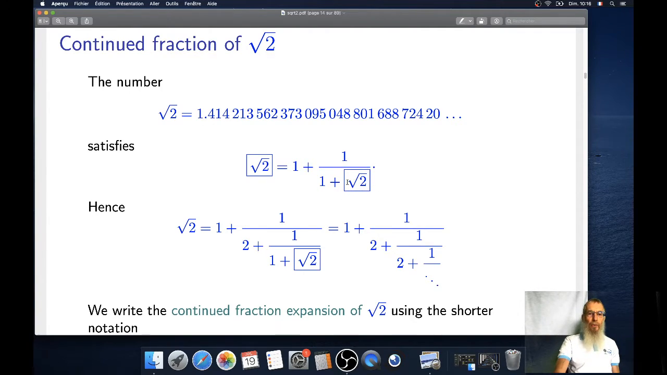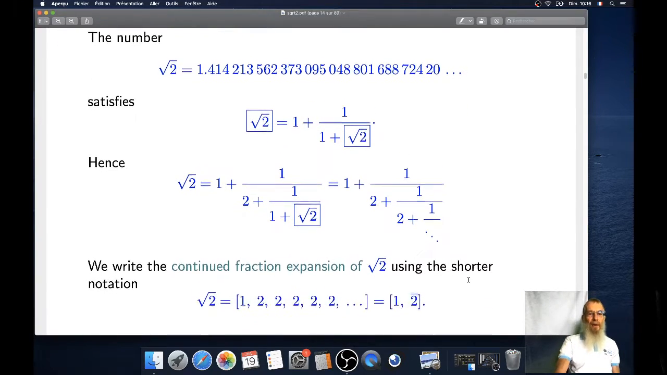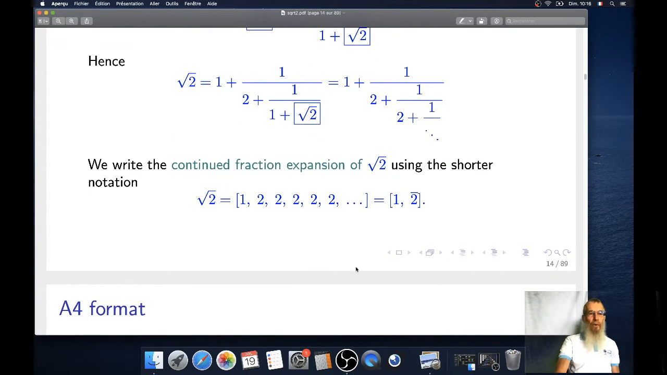This square root of 2, I replace it by the value which is given on the right-hand side. And so the 1 plus square root of 2 will become 2 plus 1 over 1 plus square root of 2. And then I repeat the process with this number, and I will get 1 plus 1 over 2 plus 1 over 2, and so on. And so this is the continued fraction expansion of square root of 2.